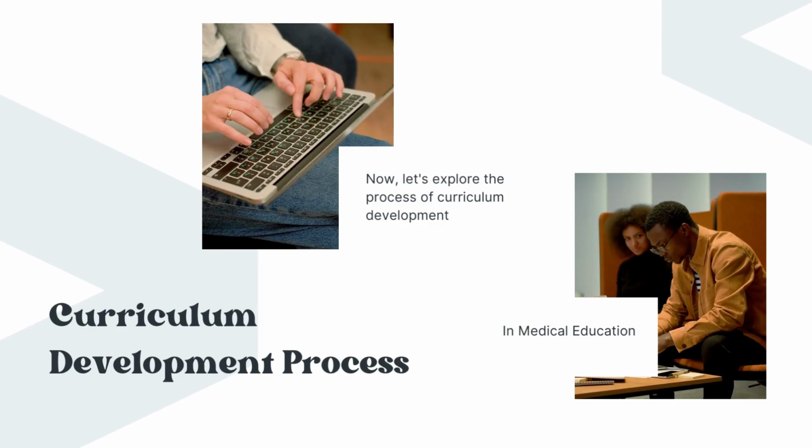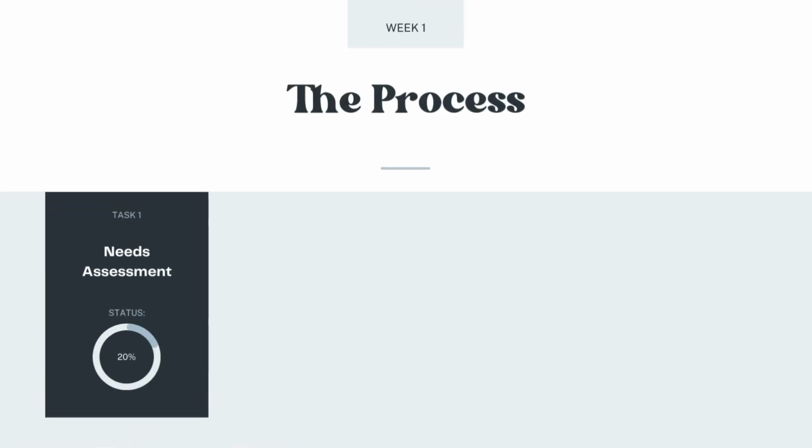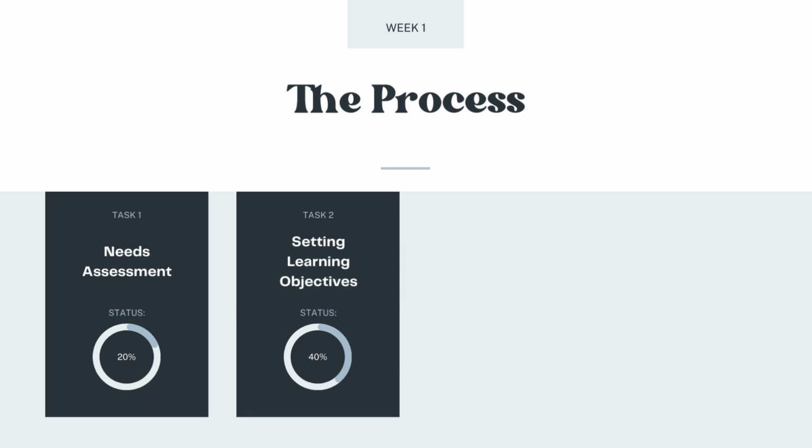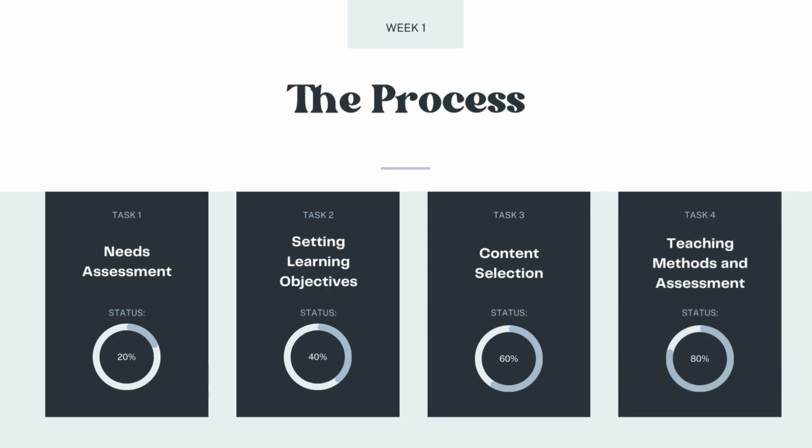With this, we move on to the last section, the curriculum development process. The process consists of 5 steps. Number 1 is task 1, which is needs assessment, which covers 20% of the initial step. Number 2 is setting learning objectives, with which we have 40% of the task done. Number 3 is content selection, which completes 60% of the tasks. And we have teaching methods and assessment as the fourth task, which completes 80% of the process of curriculum development.